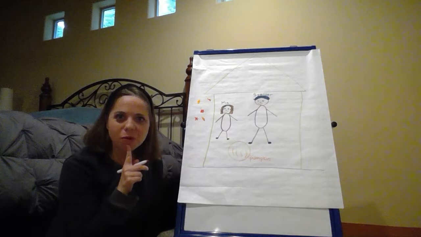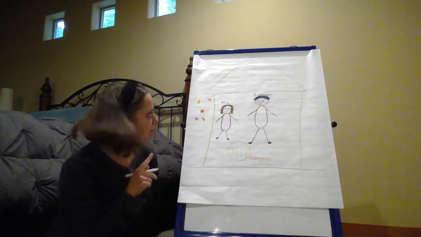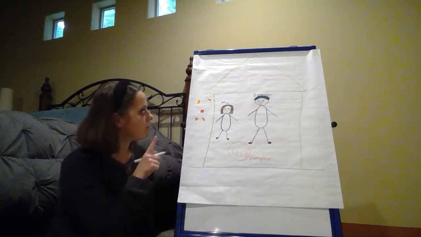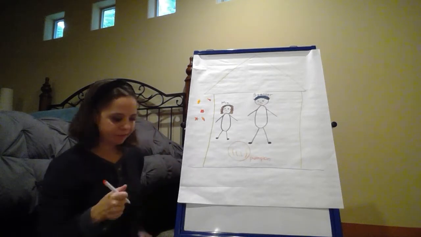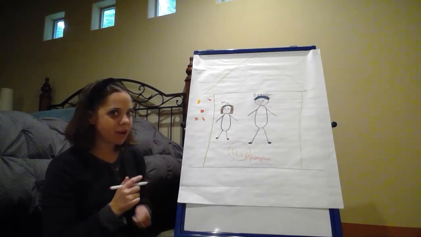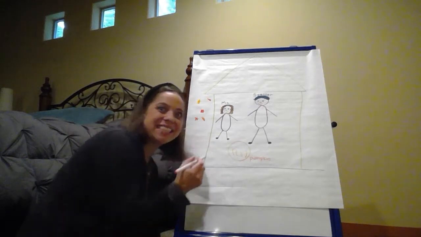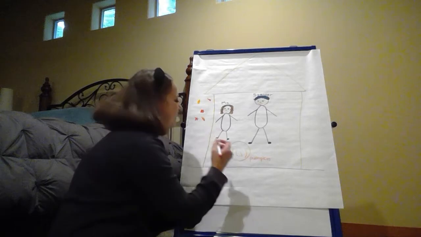Now, there's one more character in this story. There's someone else who lives in my house with me and Spencer. Some of you might know who that is. Next, I'm going to draw her.